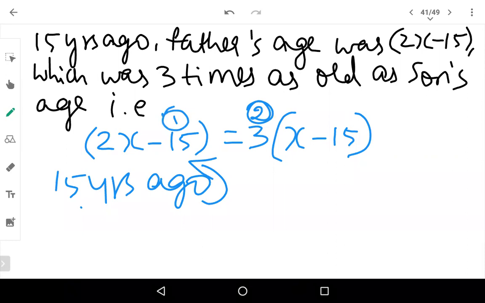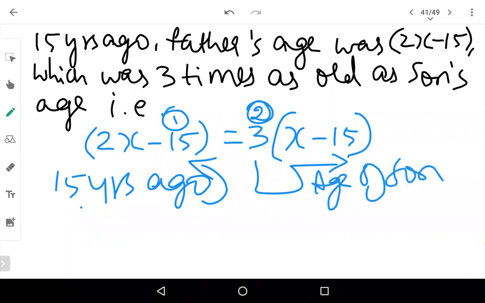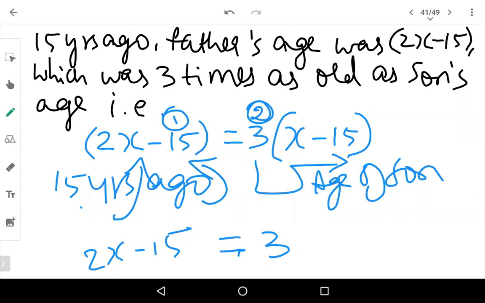Father's age was 3 times the age of son. So there are two criteria. First criteria, 15 years ago, the age of father is defined in the expression being 2x minus 15. Another criteria is father's age is equal to 3 times the age of the son. Now everybody understood?